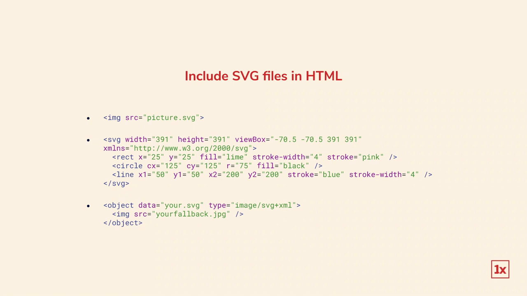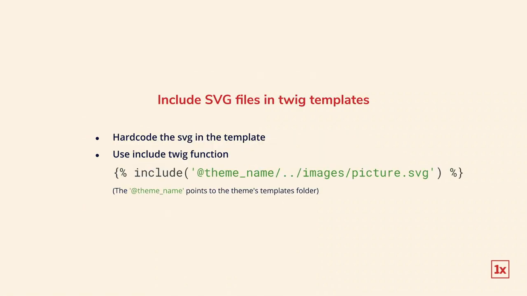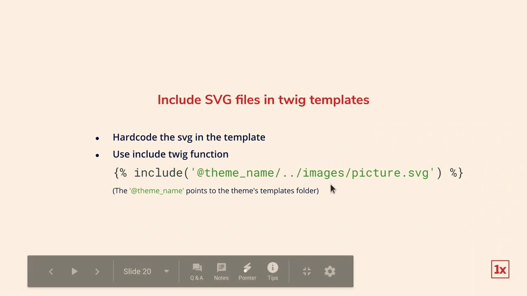So, you can go to the next slide. How do we use SVGs in Drupal? We can either hard code it into the Twig templates, or we can use the include function of Twig. That's pretty handy and it's much cleaner to use the include function. One thing to point out here is that the at theme name points to the theme's template directory, so relative to that you have to navigate then to your assets.